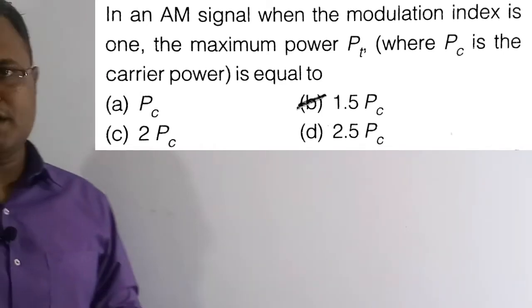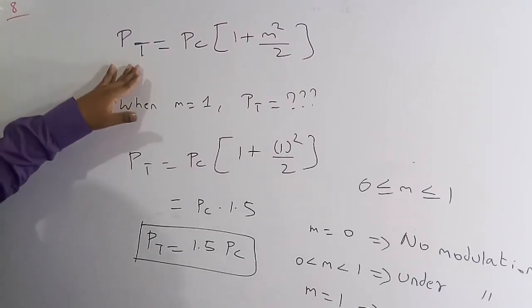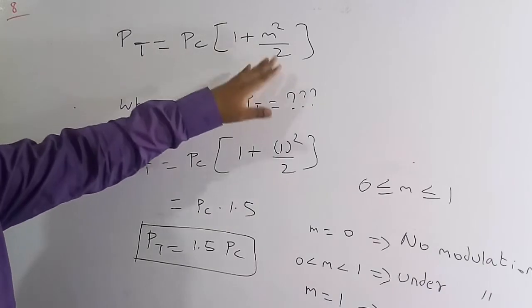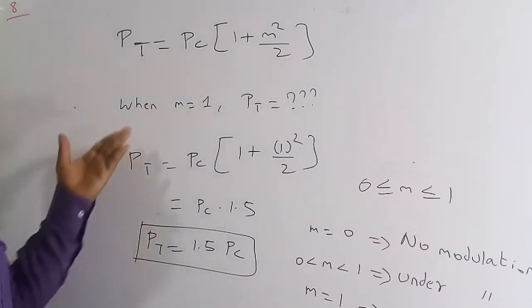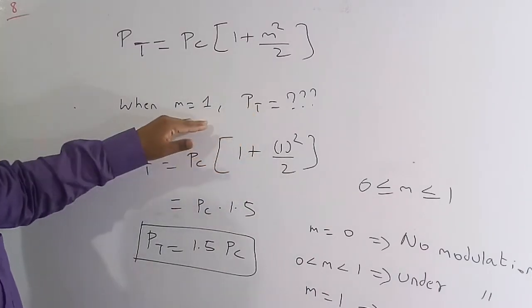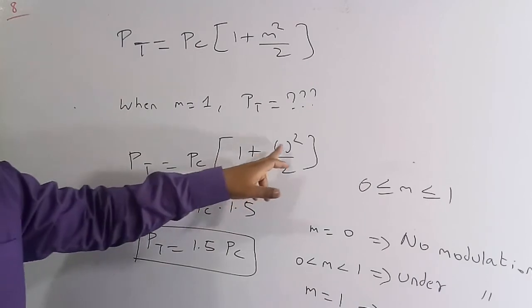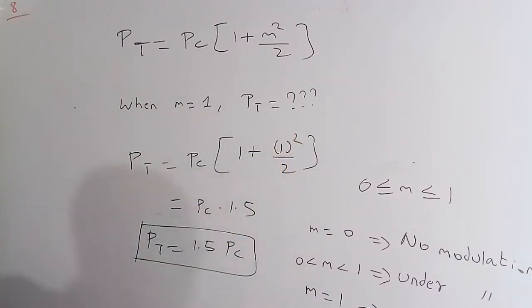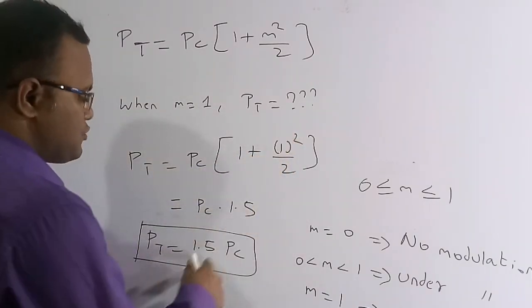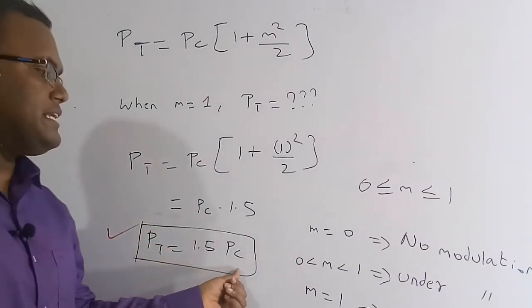So let's solve this numerical. The basic equation is that the total power radiated by this AM wave is nothing but PC into 1 plus m square by 2. In the question they have asked, when m is equal to 1, what is the value of PT. So substitute m is equal to 1 in this equation. We get PT is equal to PC into 1 plus 1 square by 2. If you solve this, we get PC into 1.5. So finally the amount of power transmitted is 1.5 times the PC.